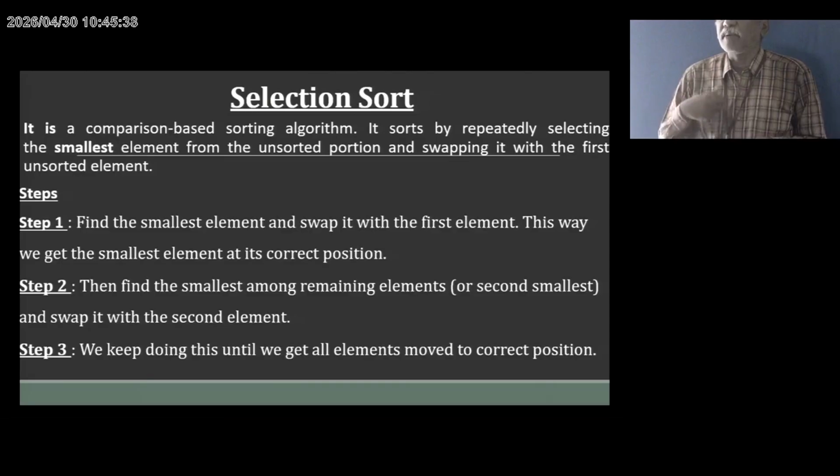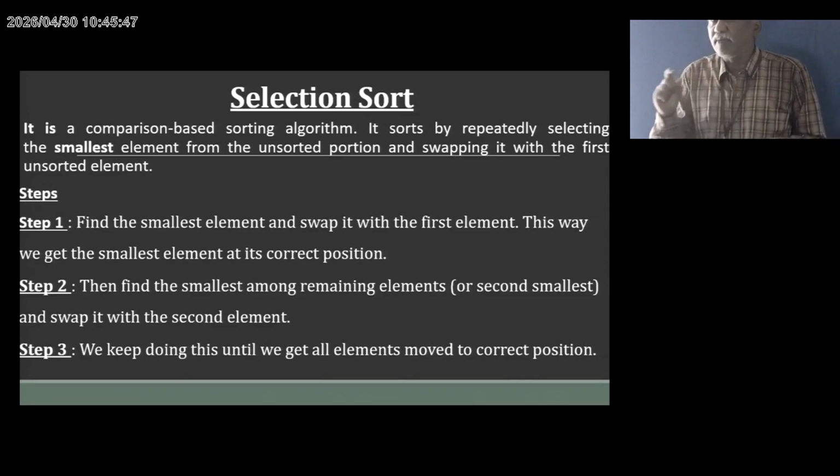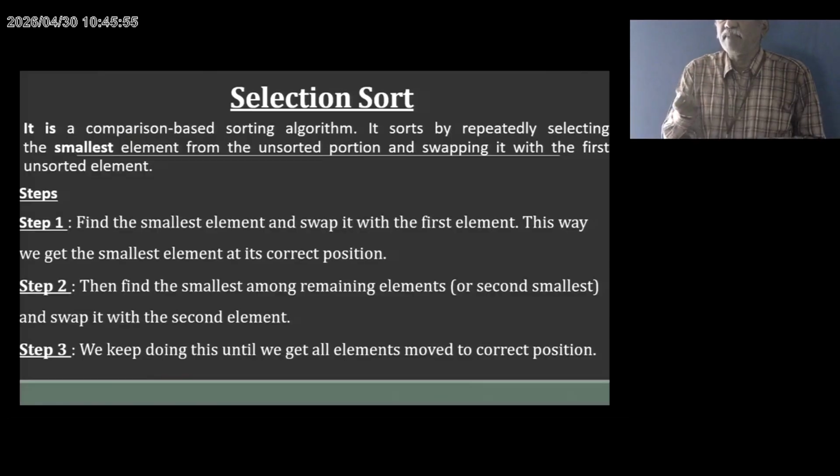It works by repetitively selecting the smallest element in the list. Suppose there are 10 elements in the array. What we can do is select the smallest element in the array and place it in the first position. This process is repeated until all the positions in the array are sorted.